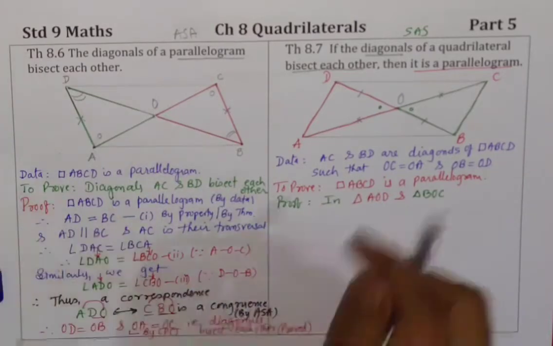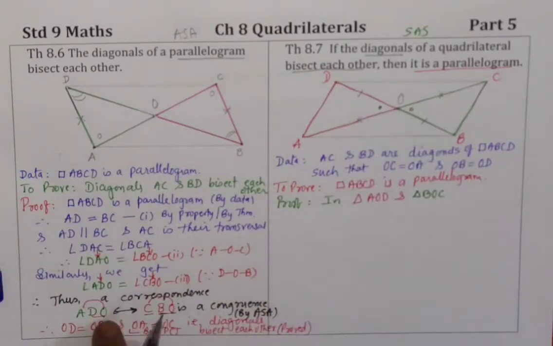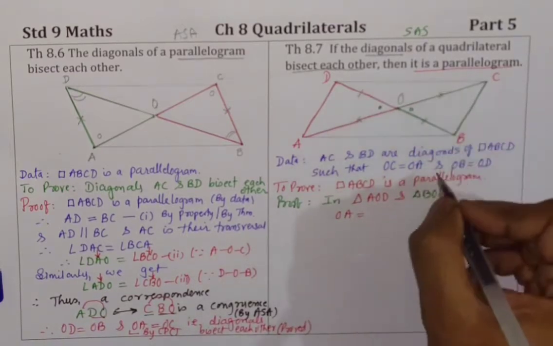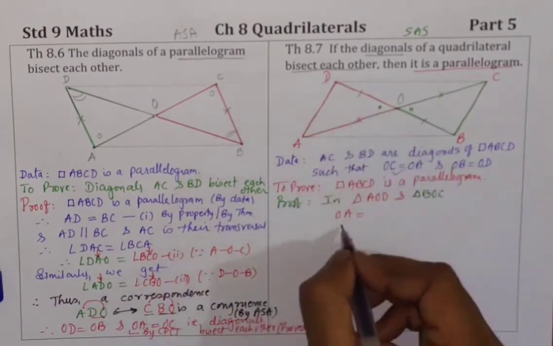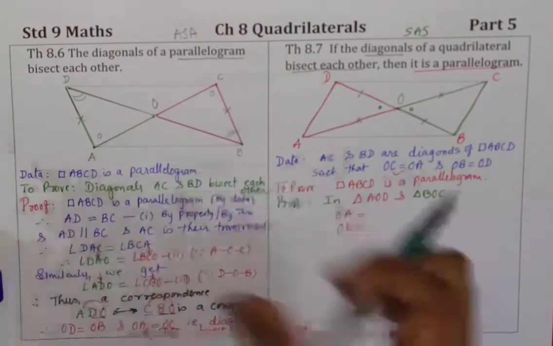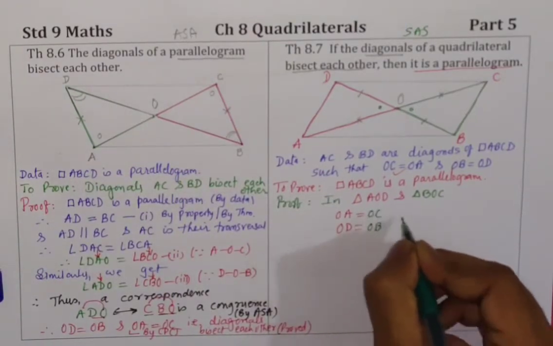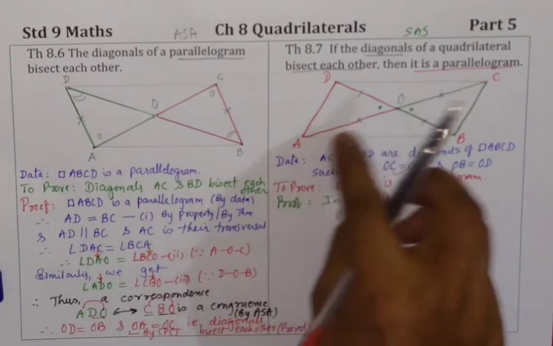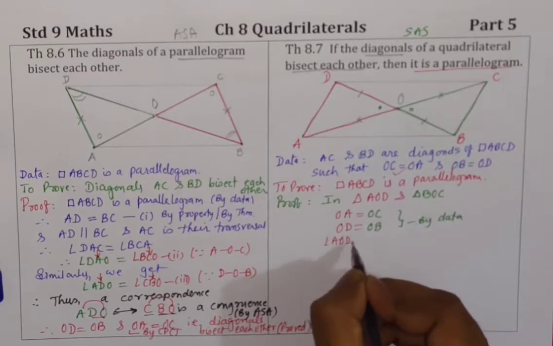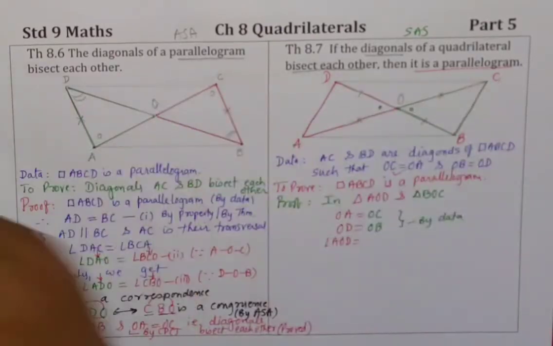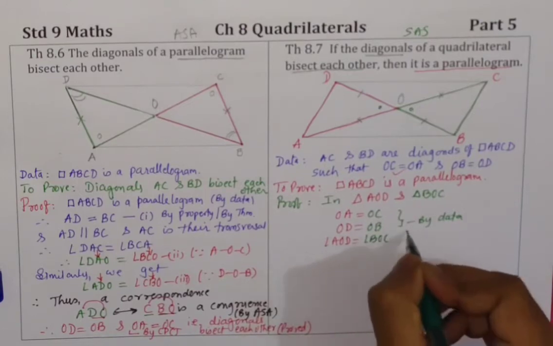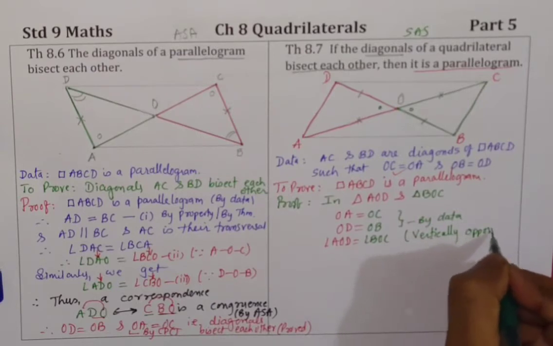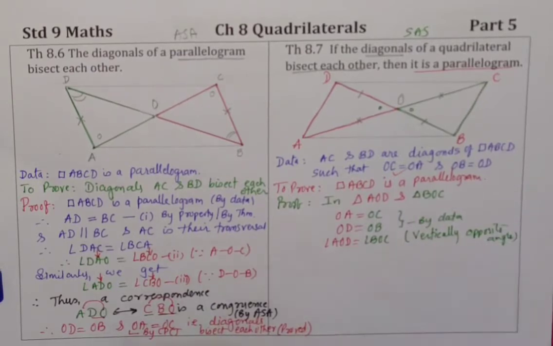Alright. Which red part is equal? Here I am having space, so I have written the correspondence directly. OA is equal to OC, and OD is equal to OB. Both by data, it's already given. And which angle? Angle AOD is equal to angle BOC, vertically opposite angles. That is the reason. Vertically opposite angles are always equal, congruent.